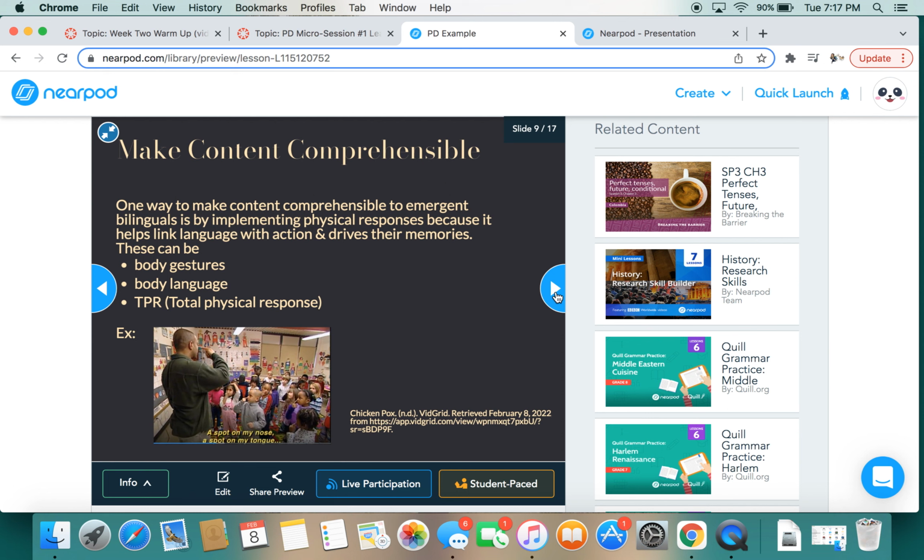In order to make content comprehensible for our emergent bilinguals, one example of a great strategy is implementing physical responses because it helps link language with action and it helps to drive their memory. Some of these can be body gestures, body language, TPR, which is total physical response.